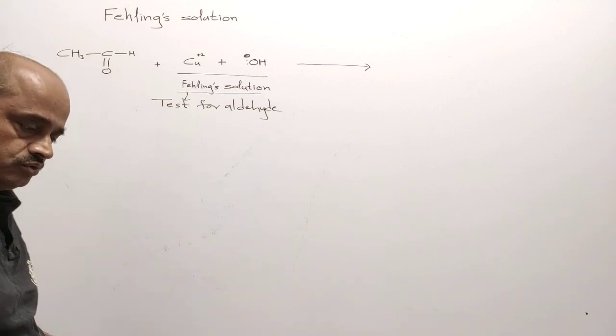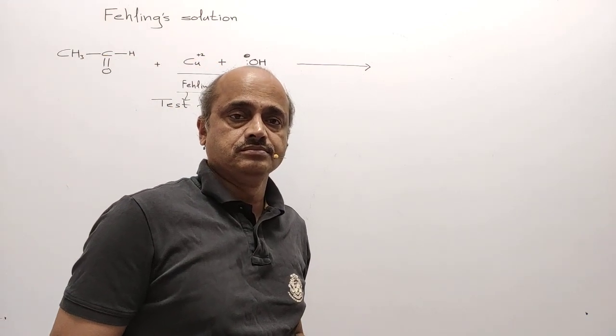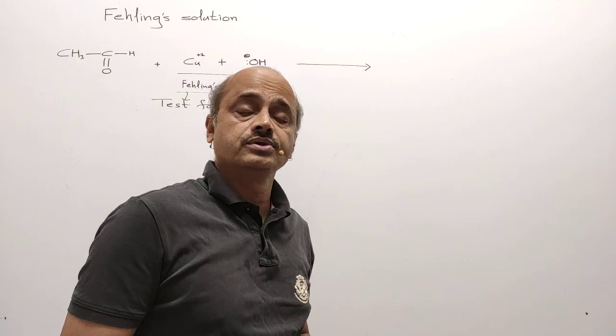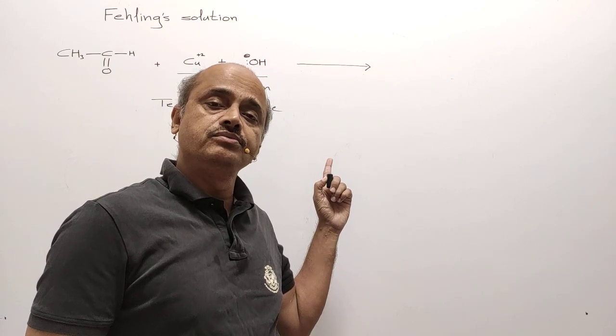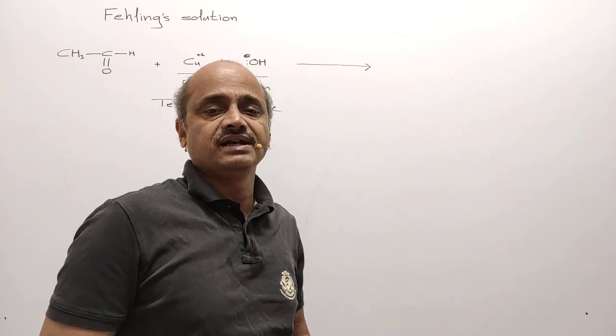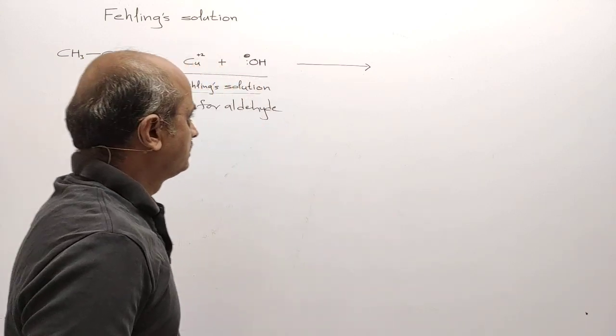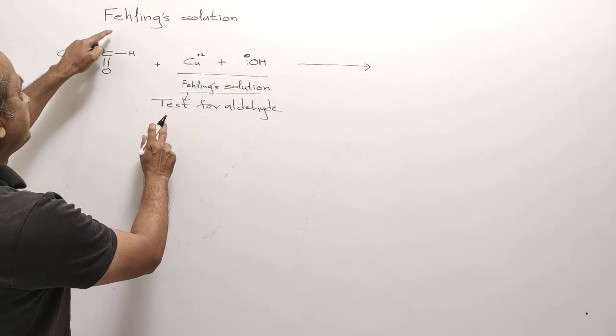So if we wish to distinguish between aldehydes and ketones, and Fehling's test is positive, then it is an aldehyde, 100%. This is the test given by aldehydes.